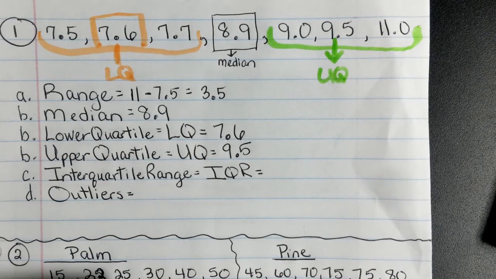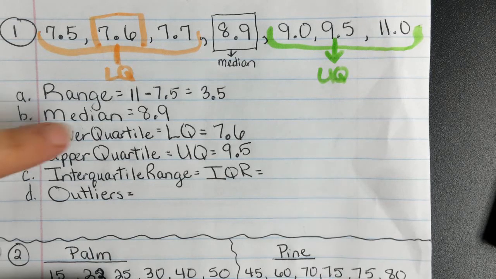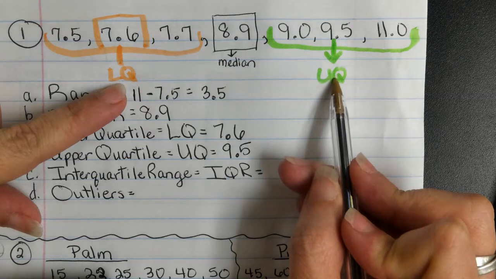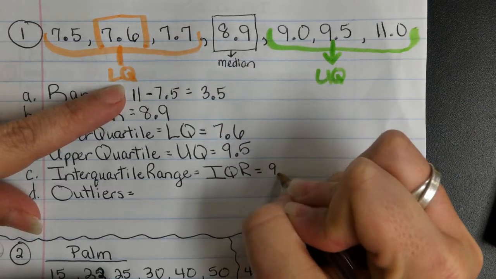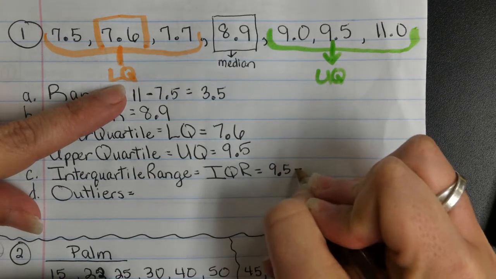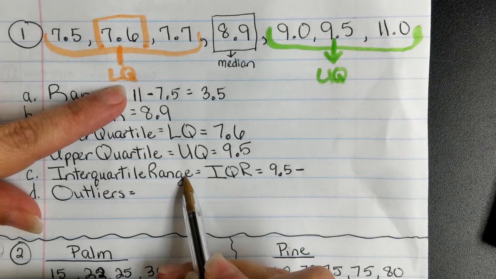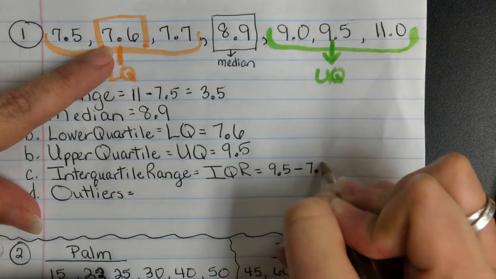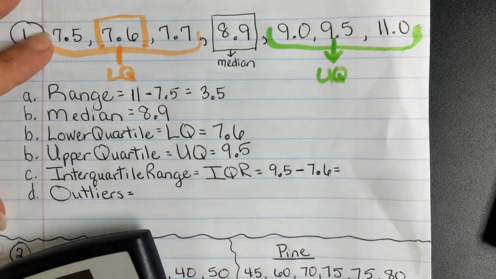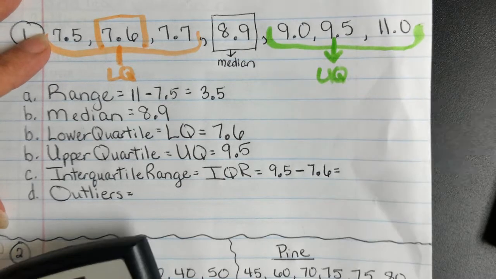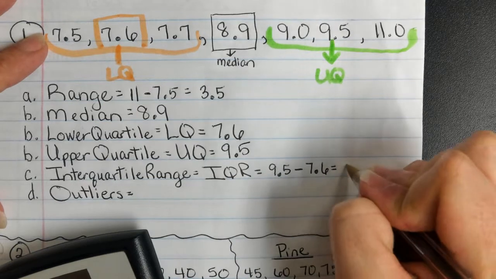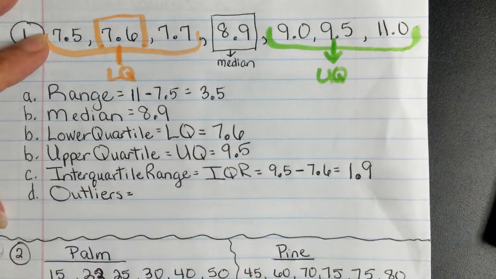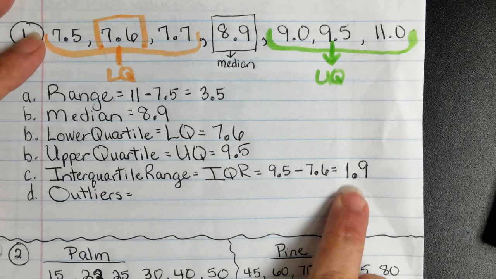Now, the next one looks scary, interquartile range, but it is not hard. The definition says it is the UQ minus the LQ. Well, you've already labeled. Your UQ is 9.5. We are subtracting because it is a range. We always subtract with range. So we're going to subtract 7.6, the LQ. Putting that in my calculator, I'm literally doing 9.5 minus 7.6, and I get 1.9. That means my interquartile range, or IQR, is 1.9.